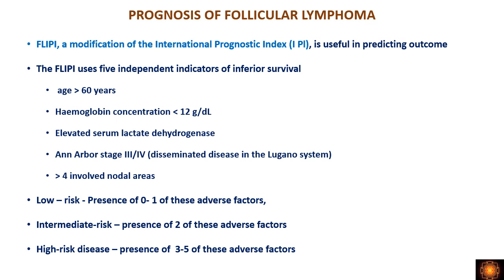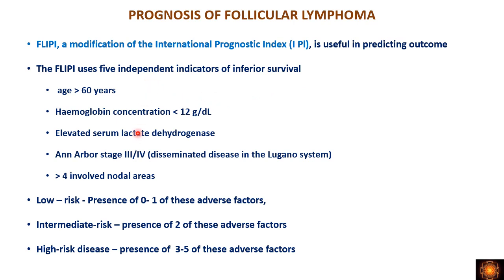Now we have a prognostic index also, which we call the Follicular Lymphoma International Prognostic Index, which is useful in predicting the outcome. So they have given certain indicators, 5 independent indicators, to calculate the inferior survival. So each one carries one score.